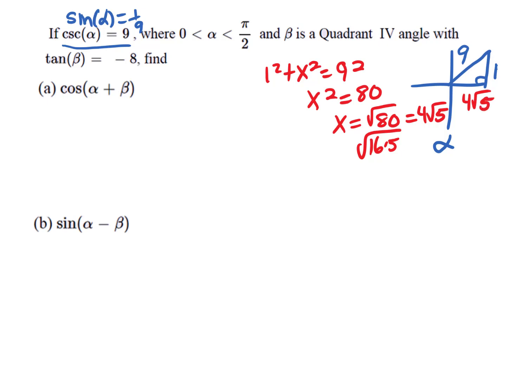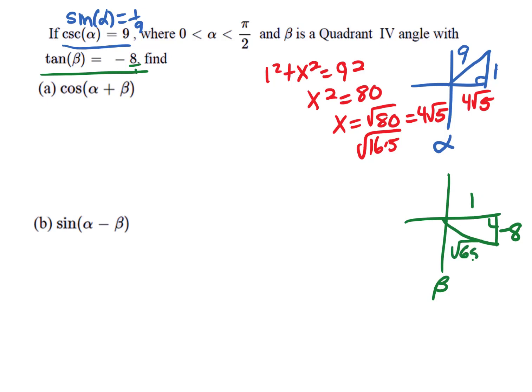Let's go ahead and draw another picture to see what's going on with beta. Beta is a quadrant 4 angle, and tangent of beta is -8. Tangent is opposite, so -8 over adjacent 1. So we just made that 8 over 1. And we know that in quadrant 4, the y value is the one that needs the negative. If we did 1 squared plus 8 squared, that is 64 plus 1, 65, and then square root it, we've got the hypotenuse, which is square root of 65.